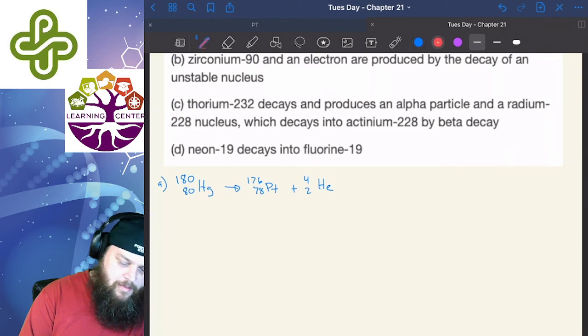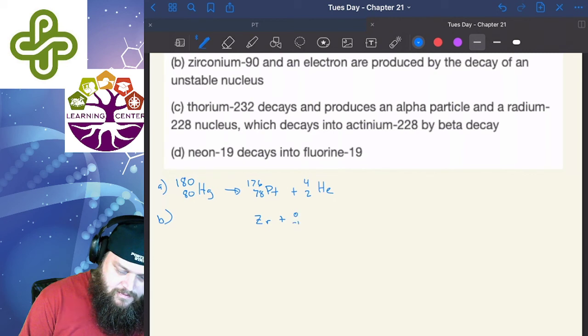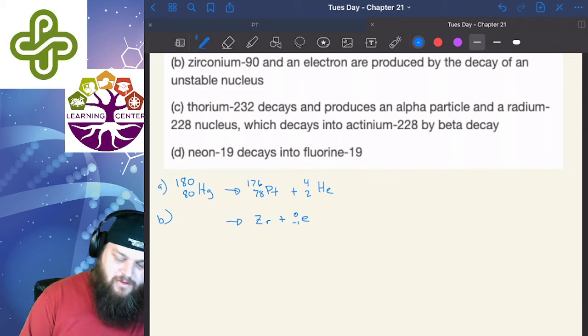For part B, zirconium and an electron are produced by the decay of an unstable nucleus. So something's radioactive and it's producing zirconium and an electron.